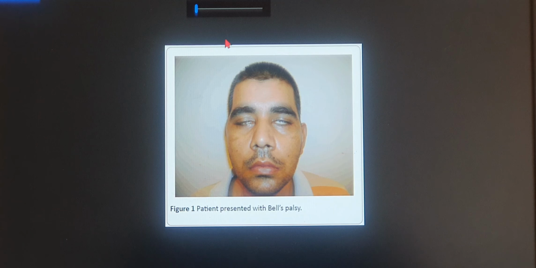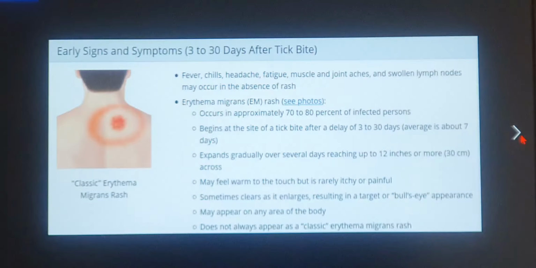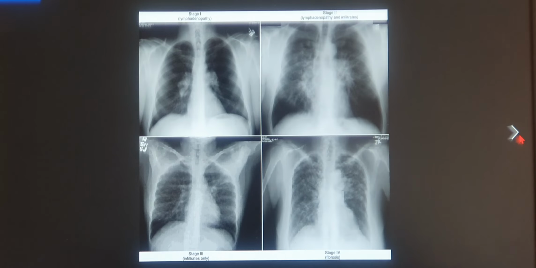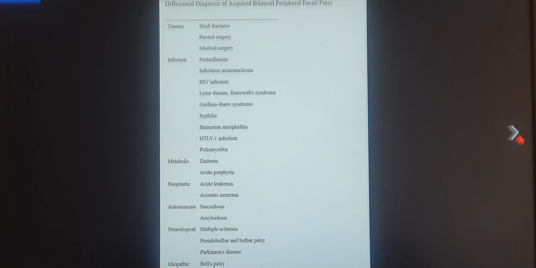So I will talk about the differential diagnosis. If a patient comes to your OPD, you need to know what investigations should be carried out in cases of bilateral facial palsy, and what the protocol of management is. As you can see on the screen right now, there is a list of all the differential diagnoses which you have to keep in mind when a patient comes to your outpatient department or surgical theater, wherever you are.